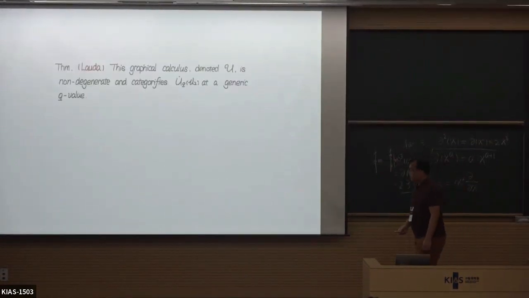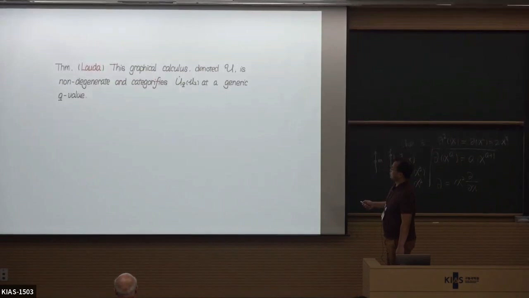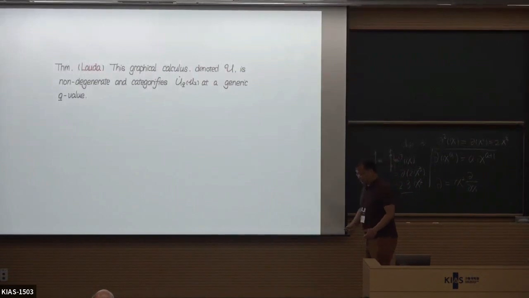Well, the theorem of Aaron-Lauda, which is a special case of Khovanov-Lauda and Rouquier's construction in the SO2 case, is that this graphical calculus is just going to be a two-dimensional algebra. You have horizontal multiplication, vertical multiplication. So we just call it a two-dimensional algebra. Or in more formal language, this is a two-category, denoted U, whose relations are non-degenerate and which categorifies U dot SO2 at a generic Q value.